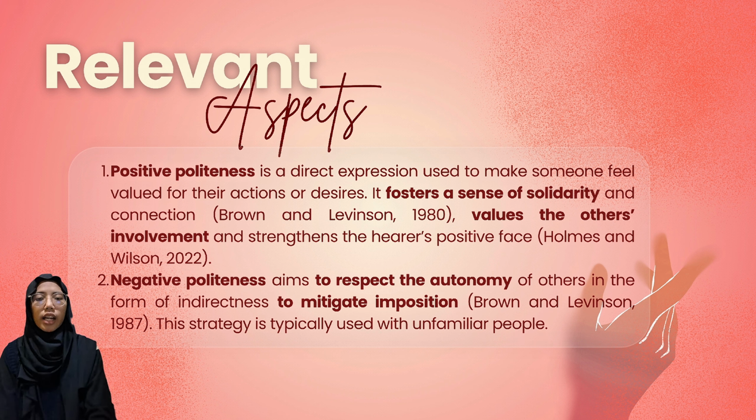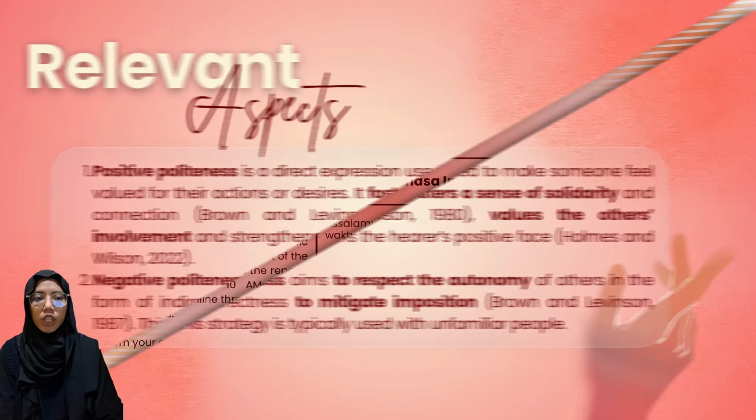On this slide, we delve more into positive and negative politeness strategies. Do positive and negative mean good and bad? No, that's totally wrong. Positive politeness is a direct expression used to make someone feel valued for their actions or desires. It fosters a sense of solidarity and connection, valuing the other's involvement and strengthening the hearer's positive face. While negative politeness aims to respect the autonomy of others in the form of indirectness to mitigate imposition.